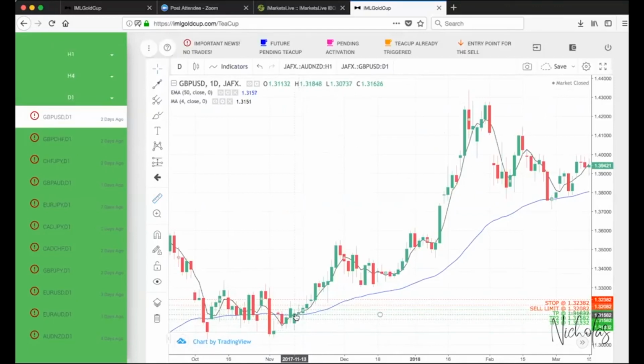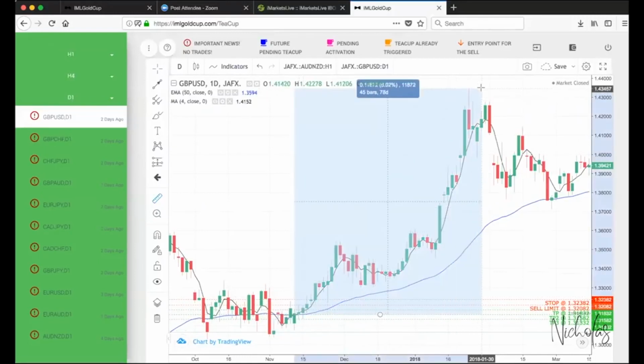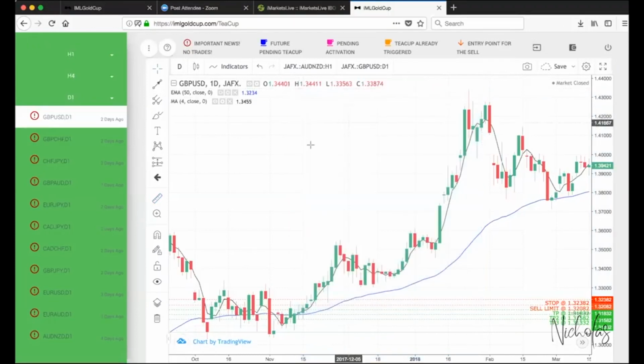Or even right here, I'm sorry. Price shot down right to right here. That's 31 pips. Eventually it corrected itself. So if I got in right here on the daily, boom, and I got out right here, I would have made, what's that? 1,187 pips. Let's do the math on that.